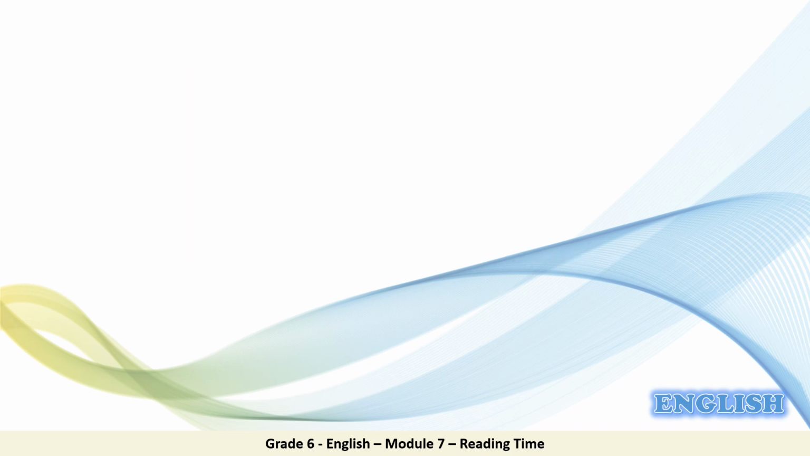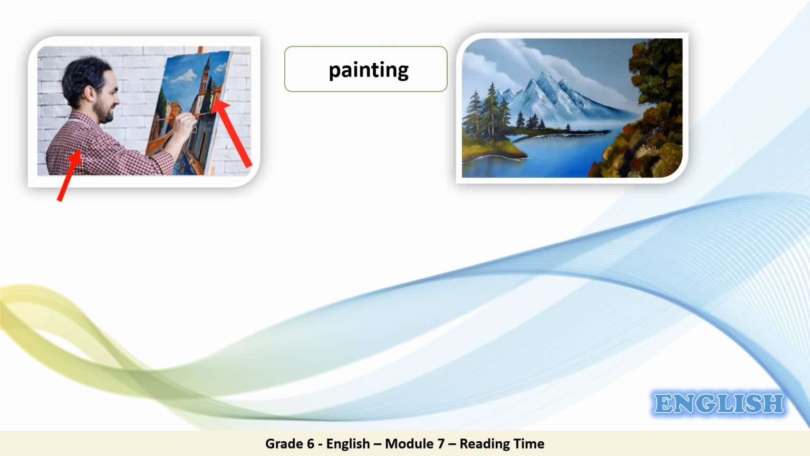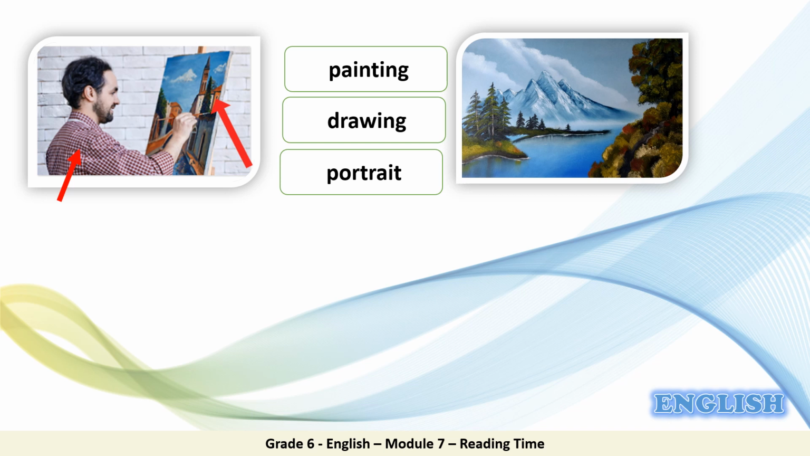Now let's start with our new words. Look at this picture. Who is this person? Good. He's an artist. What is he doing? He's painting a painting. Good. Or a drawing or a portrait. What we call these? Artwork.